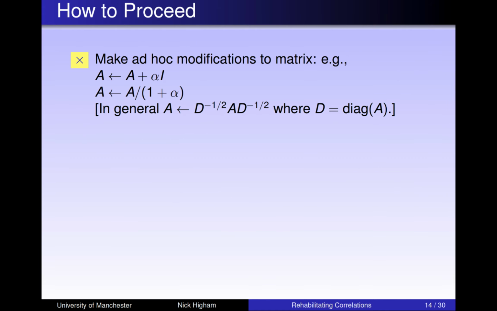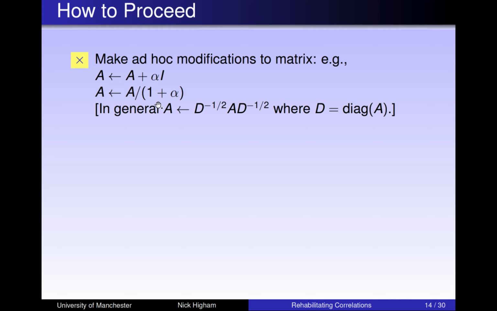So a simple-minded idea might be: well, the problem is a negative eigenvalue, so let's just shift the eigenvalues up by adding alpha times the identity to the matrix. And if we choose alpha big enough, that will certainly make all the eigenvalues positive. It will also, though, change the diagonal. So we will now have 1 plus alpha on the diagonal, and so we need to divide by 1 plus alpha in order to get a unit diagonal again.